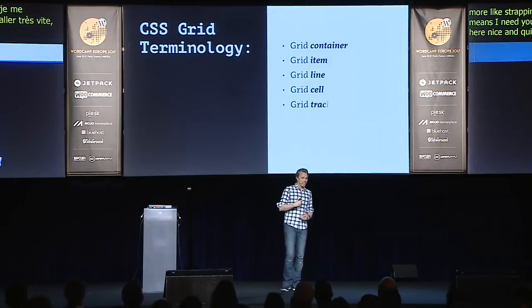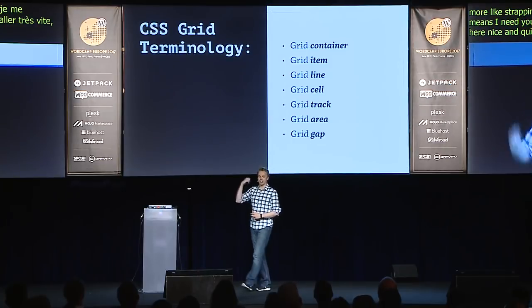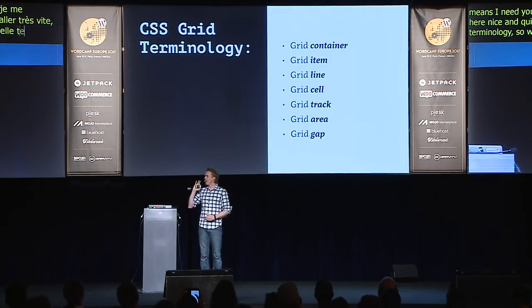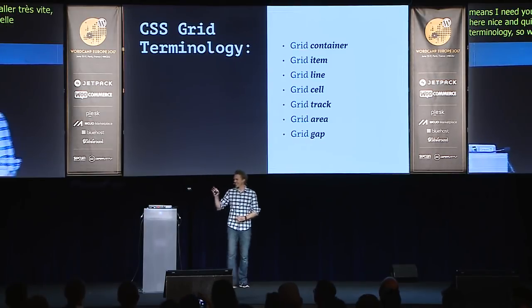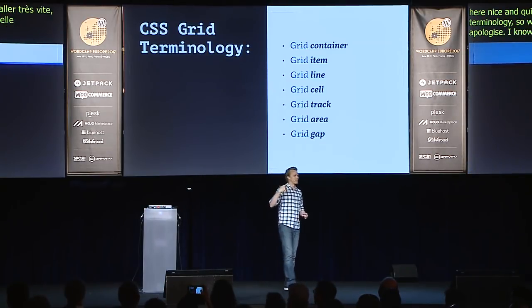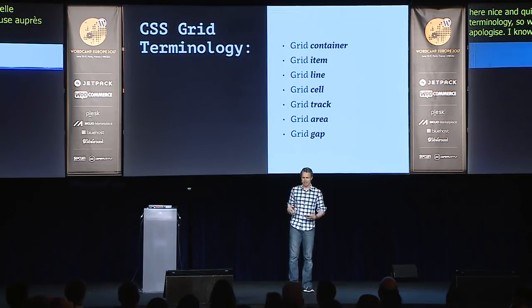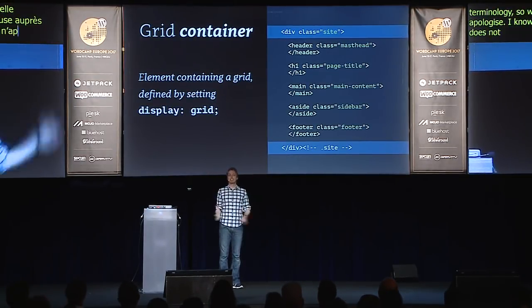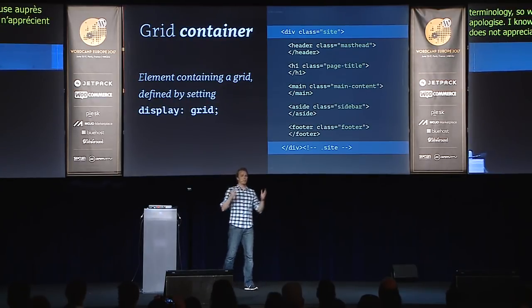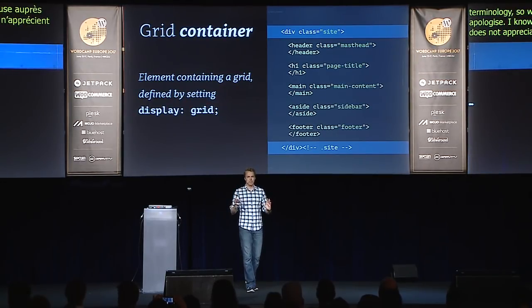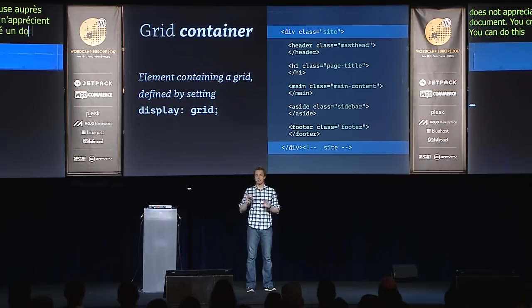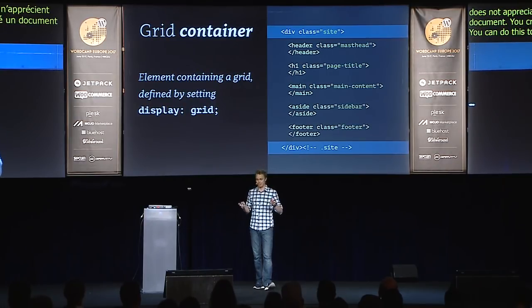CSS Grid needs new terminology. So we have grid container, grid item, grid line, grid cell, grid track, grid area, grid gap. I apologize. I know you have to do this. There's a simultaneous translator who does not appreciate me speaking fast. So grid container is any container in your document that you create a grid inside. You do that by simply declaring display grid. You can do this to as many elements as you want on the page. It does not matter.